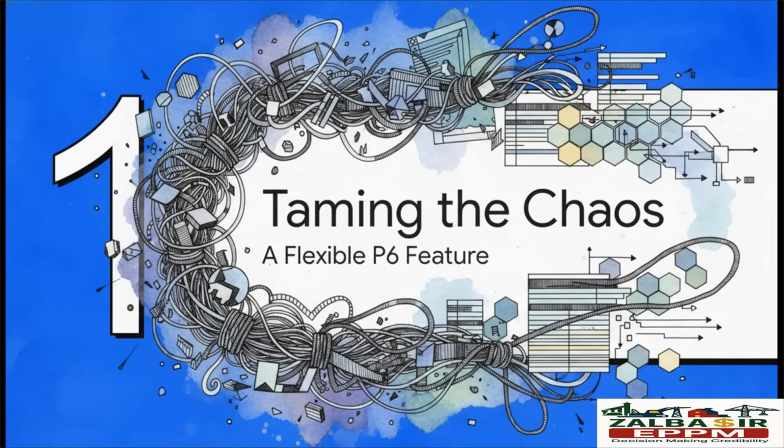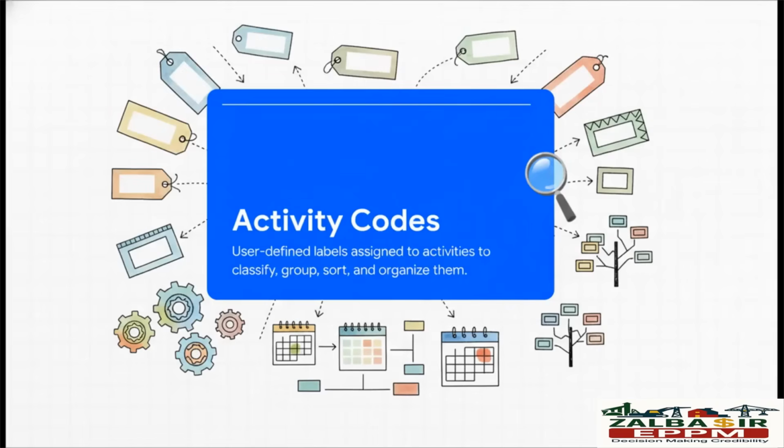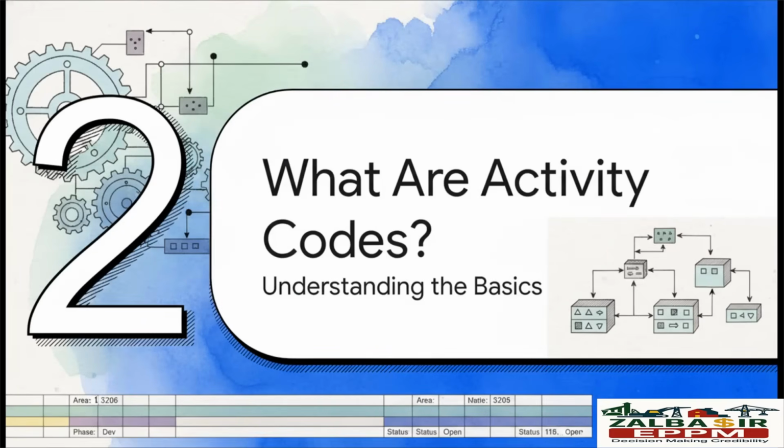It is time to tame that chaos, and we're going to do it by mastering one single, unbelievably flexible feature inside P6. The solution is activity codes, and the best way to think of them is like customizable super tags. Seriously, these are labels that you get to define and you attach to your activities. This gives you the power to group, sort, and organize your schedule in pretty much any way you can dream up.